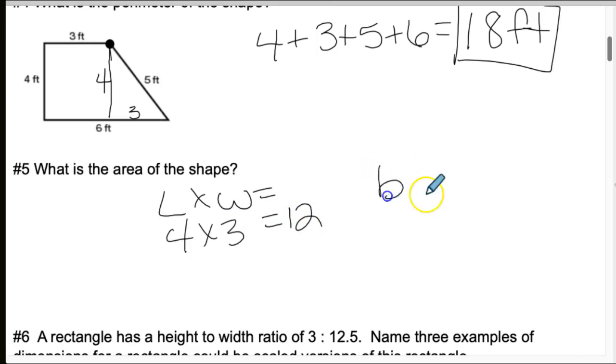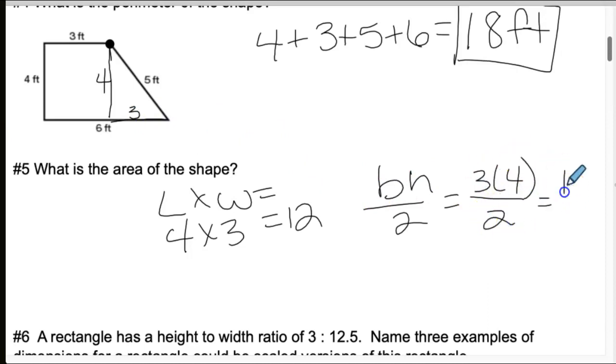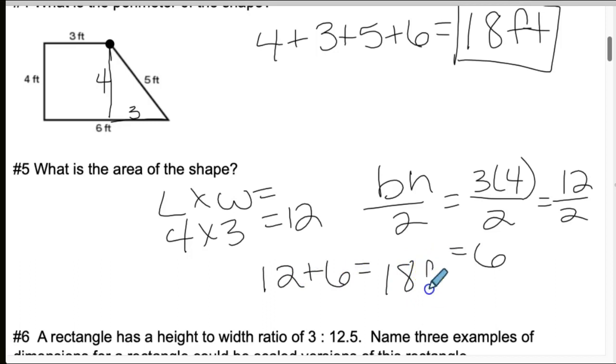Then a triangle is base times the height and then divide by 2. The base in this is the 3, the height is the 4, and then we divide by 2. So 12 divided by 2 equals 6. I can take the 12 from the square or rectangle plus the 6 from the triangle. 18 is my total, and it is square feet or feet squared. So 18 is also the answer for this one, except it's in square feet because we're talking about area.